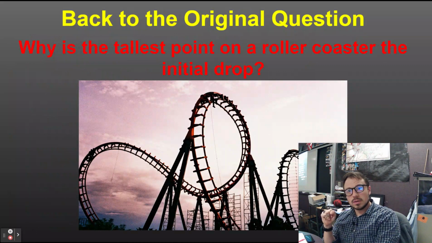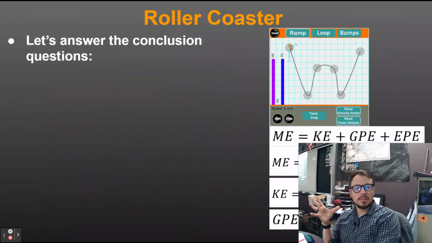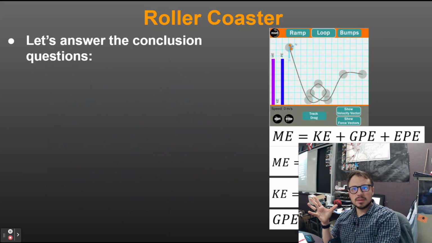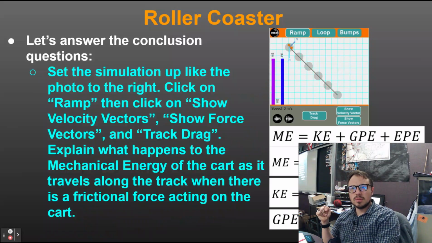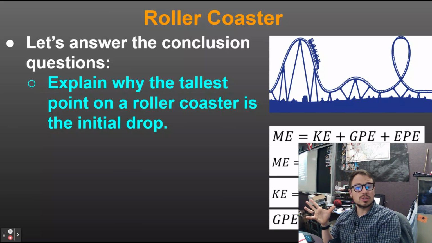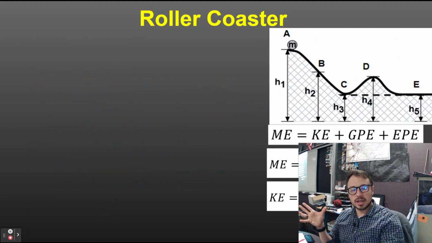So the original question is, why is the tallest point on a roller coaster the initial drop? So we did a bunch of different simulations. What I wanted you to see is why the tallest point on the roller coaster is the initial drop, and it has to do with the gravitational potential energy.